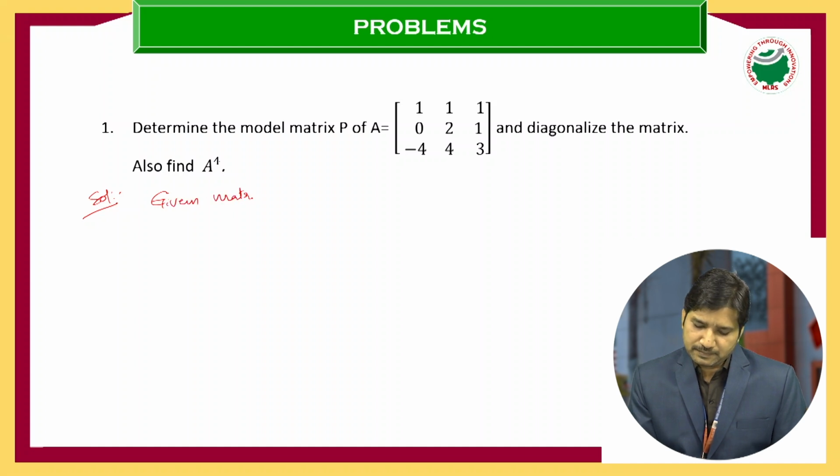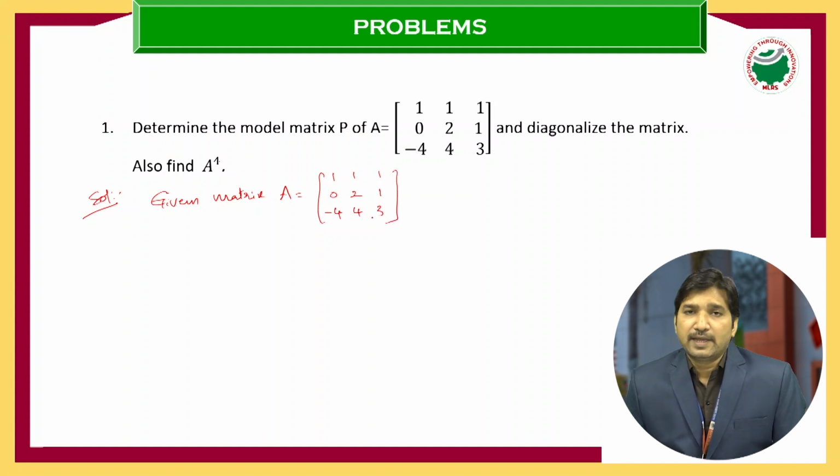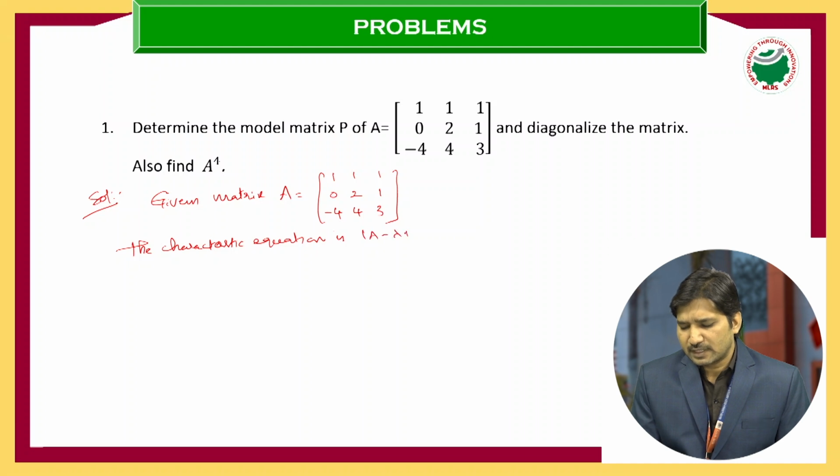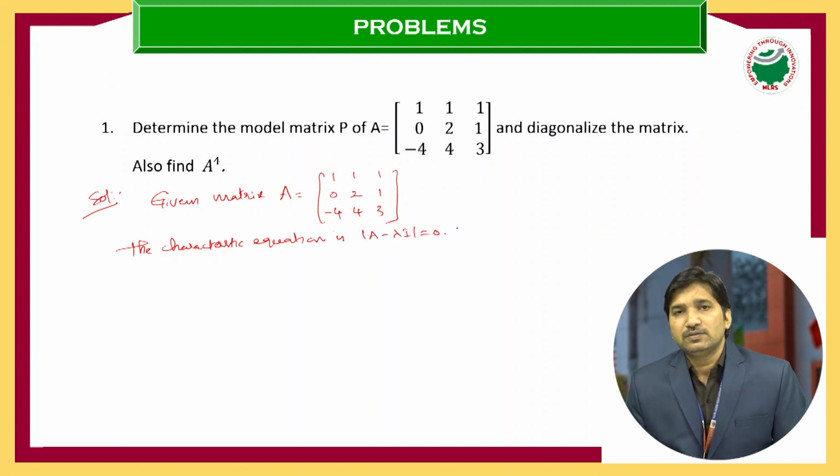Write down the given matrix. You see that the given matrix A equal to 1 1 1, 0 2 1, minus 4 4 3. This is the given matrix. Now we have to find the eigenvalues. Before finding the eigenvalues, we write the characteristic equation of the matrix, which is determinant of A minus lambda I equal to 0.